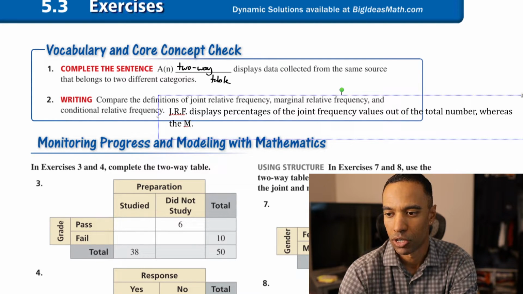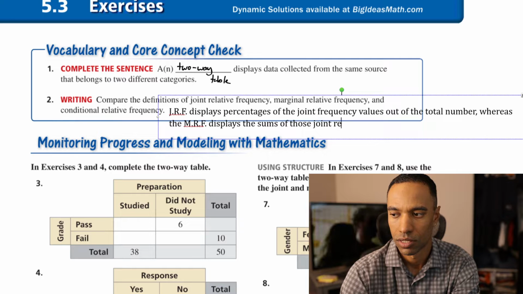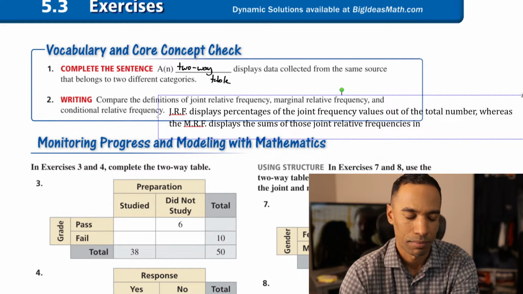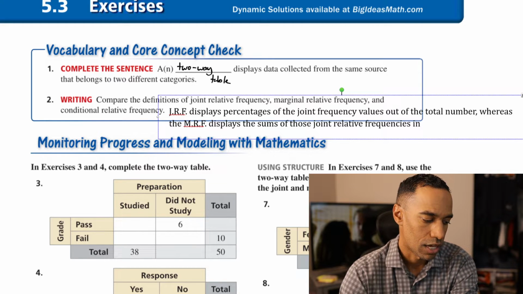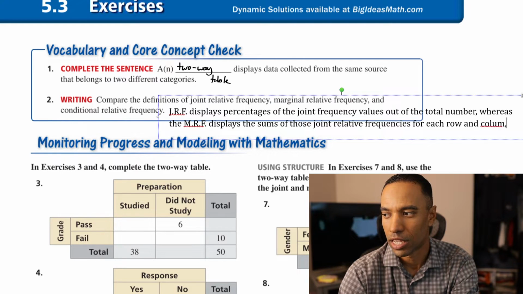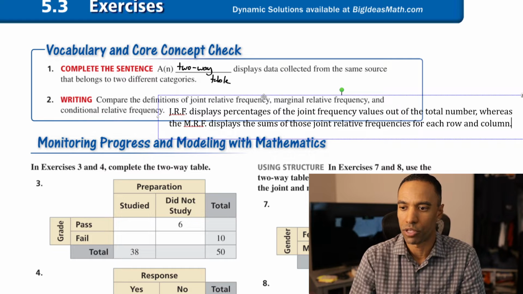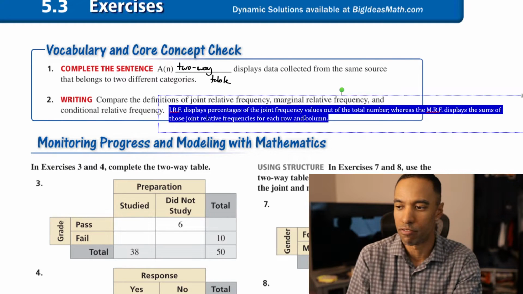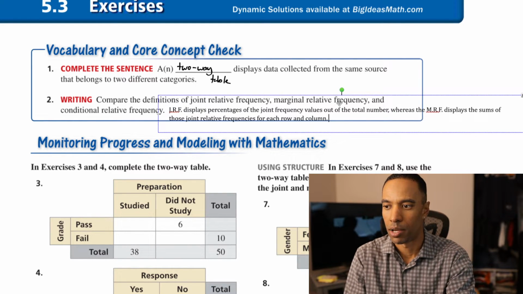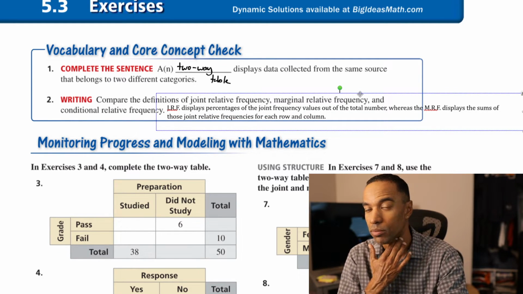Whereas the marginal relative frequency displays the sums of those joint relative frequencies in the rows and columns, for each row and column. And again, you can come up with those. You don't have to do the addition of the joint relative frequencies to get those values. You could also, of course, do the division yourself, dividing the marginal frequencies by the total.